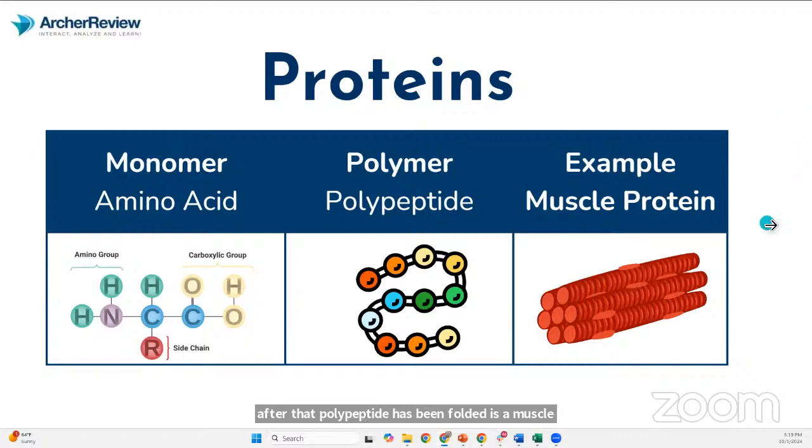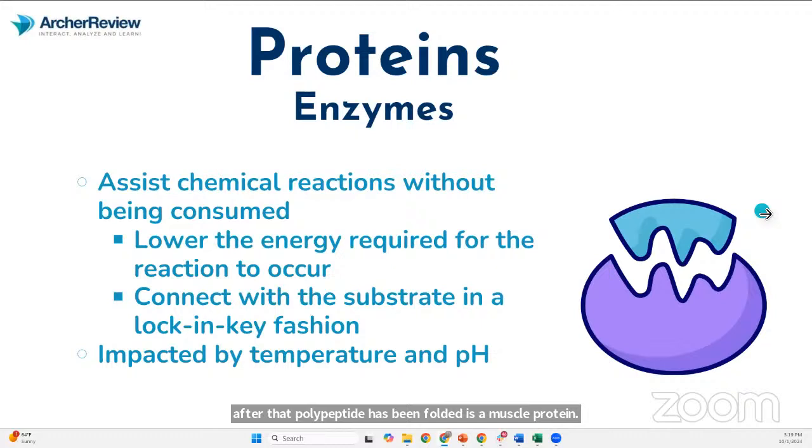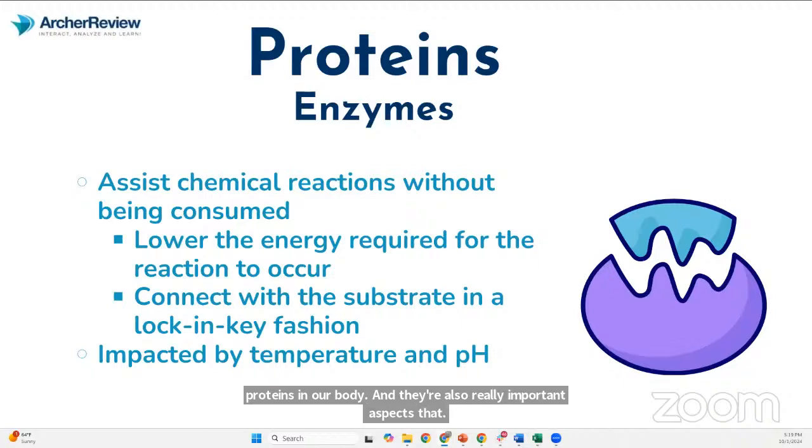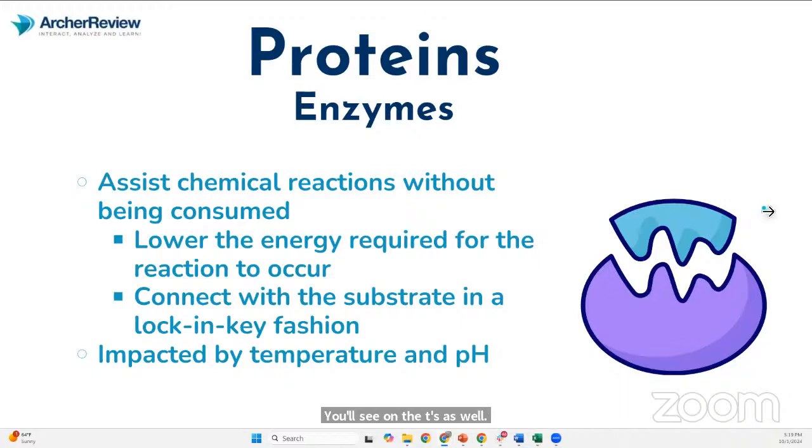We're actually going to shine our spotlight on enzymes as proteins because enzymes are one of the most important proteins in our body, and they're also really important aspects that you'll see on the TEAS as well. So enzymes are proteins that assist chemical reactions without being consumed. So they're helpers, but they're not used up in that chemical reaction, which means that they can be used over and over. And that's something that's certainly beneficial.